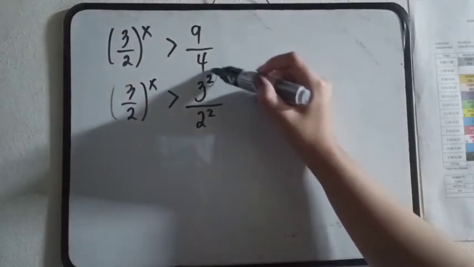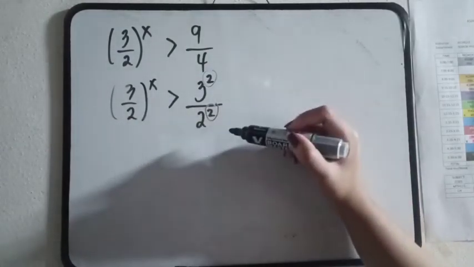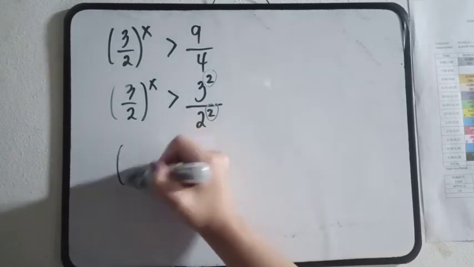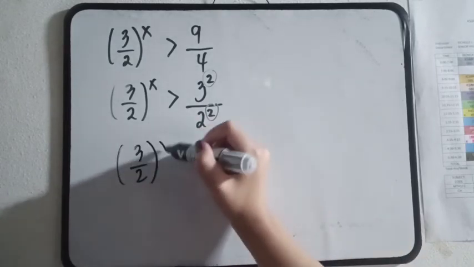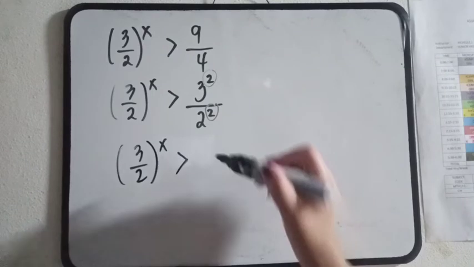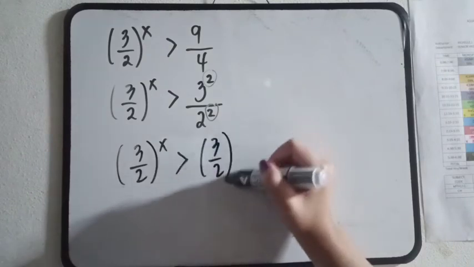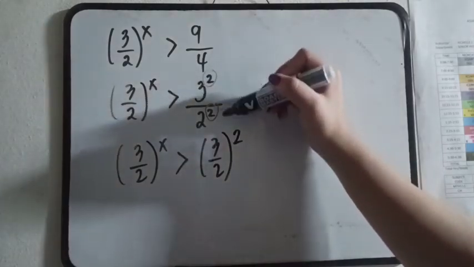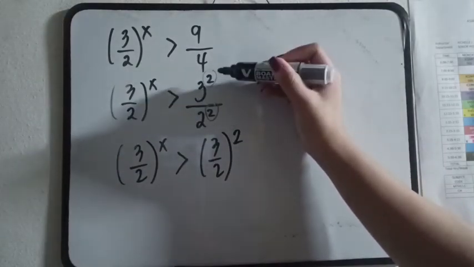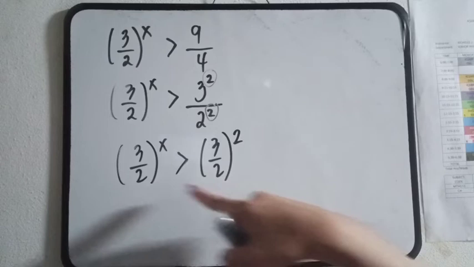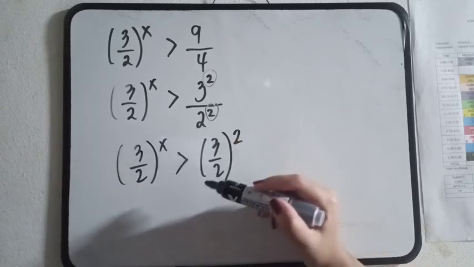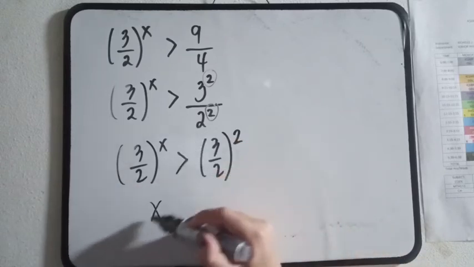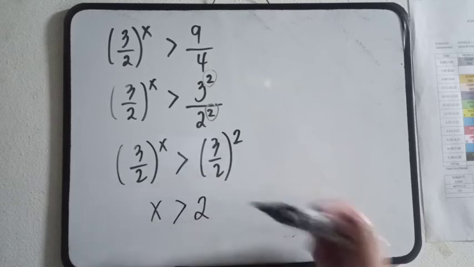So, kapag same sila, no, exponent, pwede mo na lang yan pag-isahin. So, 3 over 2 raised to x is greater than 3 over 2 raised to 2. So, inisa mo na lang yung kanilang exponent since pareho lang naman. Okay, so, since pareho na sila ng base, kunin mo na lang yung mga exponent nila. So, x is greater than positive 2.